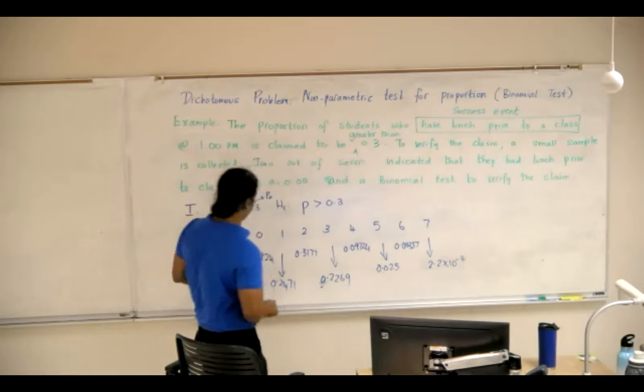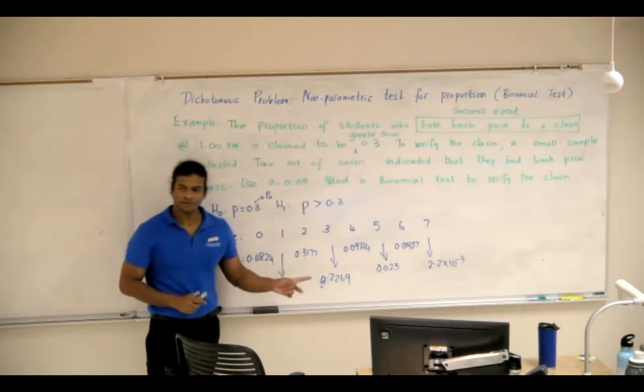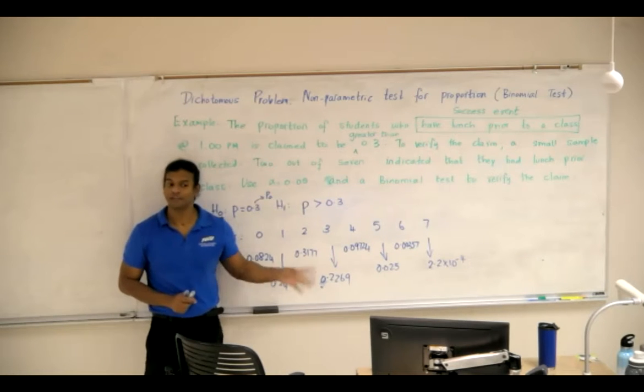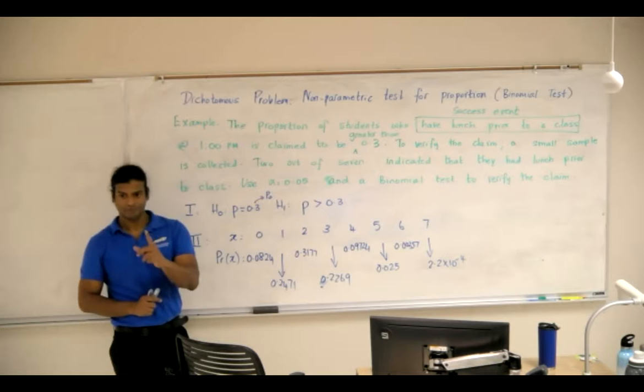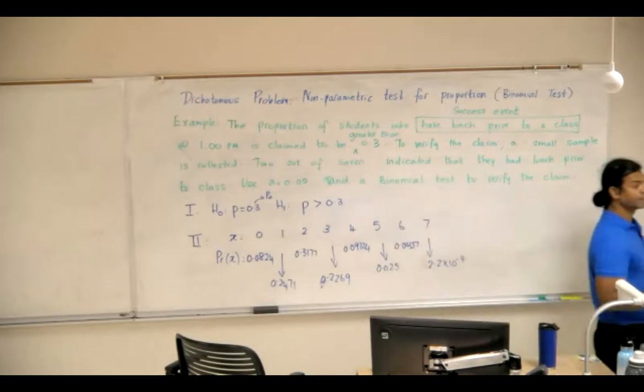We have the probability values recorded. If you add all of them, the probabilities should sum to 1. And you can try this at home, it will sum to 1, yes.